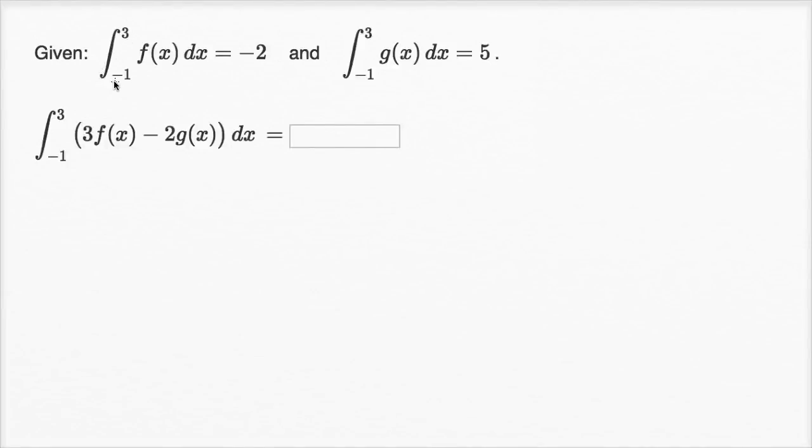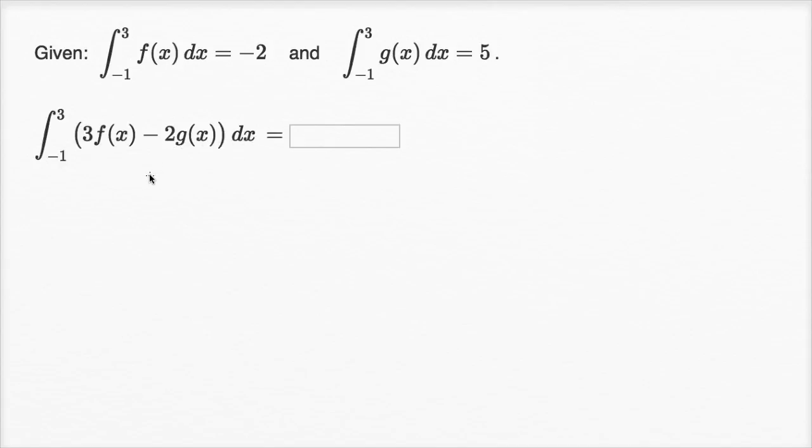Given that the definite integral from -1 to 3 of f of x dx is equal to -2, and the definite integral from -1 to 3 of g of x dx is equal to 5, what is the definite integral from -1 to 3 of 3f of x minus 2g of x dx?